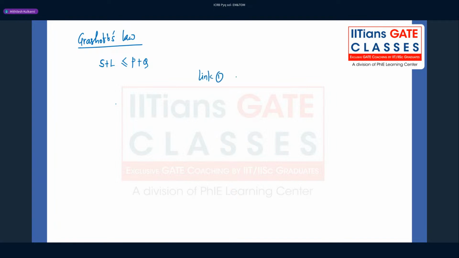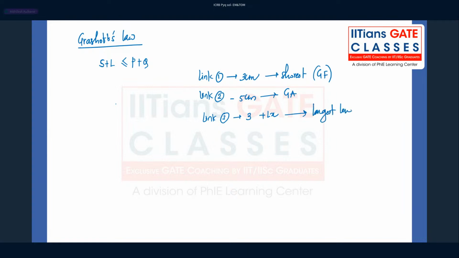Link 1 is 3 centimeter, and that is the shortest one. That is link GF. Link number 2 is 5 centimeter, which is GA. Link number 3 is A to B, you can say, or let's say towards the pair where they meet. So I would say link number 3 is 3 centimeter plus Lx, and this is the largest length, because Lx is almost infinity, and link number 4 is 1.5 plus Lx, so it is in between. So this is not largest, this is not shortest.